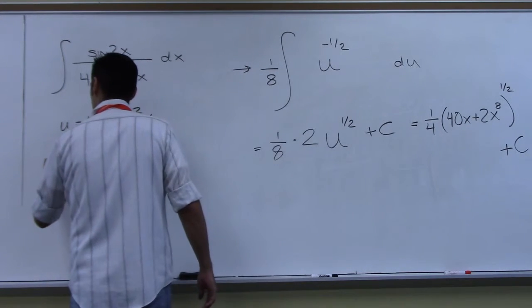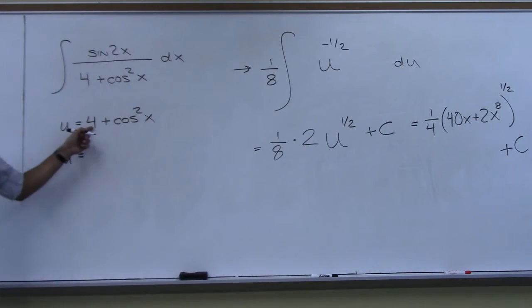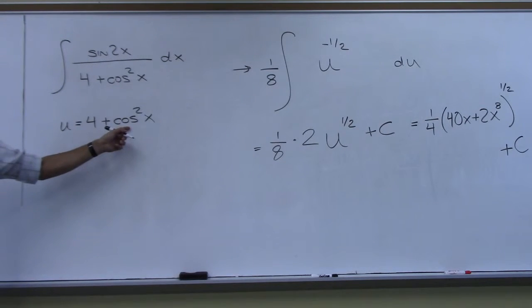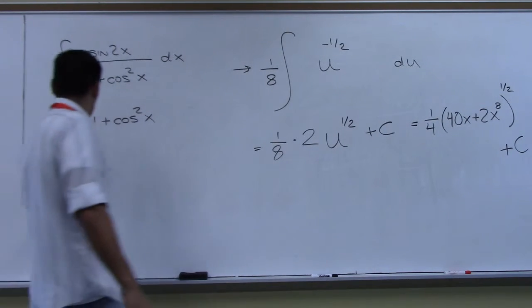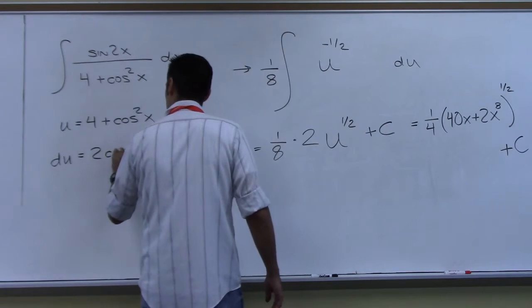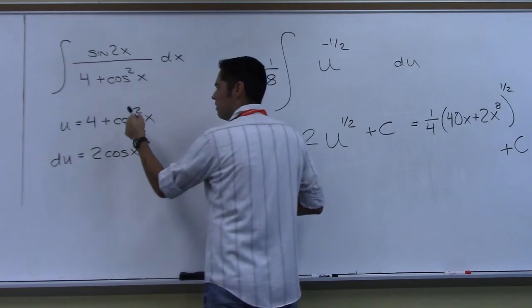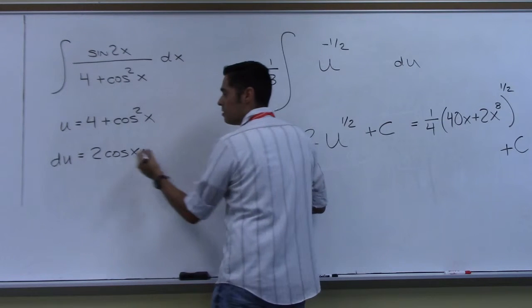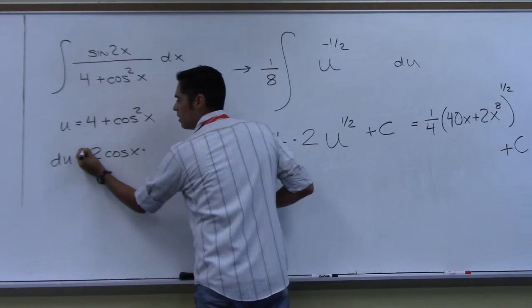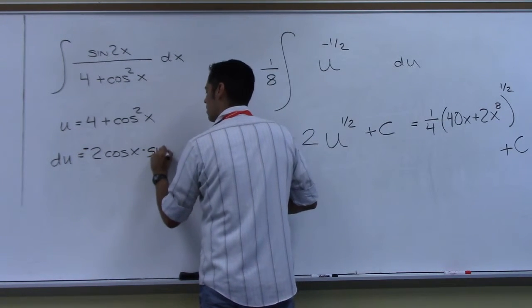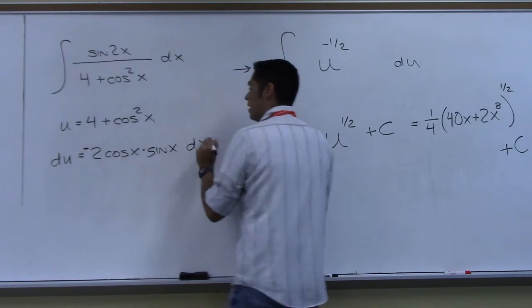Then the derivative of 4 is 0. This we have to use chain rule. So 2 comes out, cosine x, times the derivative of cosine, which is negative sine, so I'll put the negative out front, sine x, and then we slap that dx on the end.